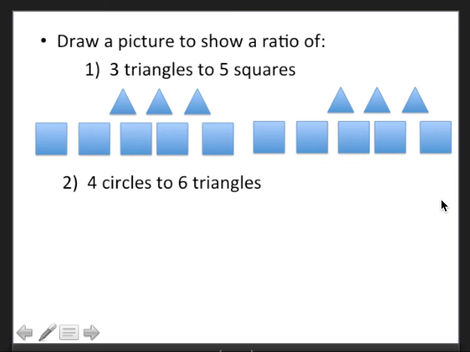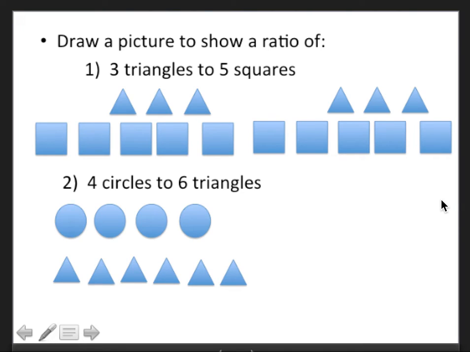Okay, so how did you do in this one? Did you draw 4 circles to 3 triangles? Did you draw 8 circles to 12 triangles? Okay, there's many different options to show that ratio and still have it. There are many equivalent ratios. The other thing you can do is, remember I mentioned earlier, you can simplify ratios.